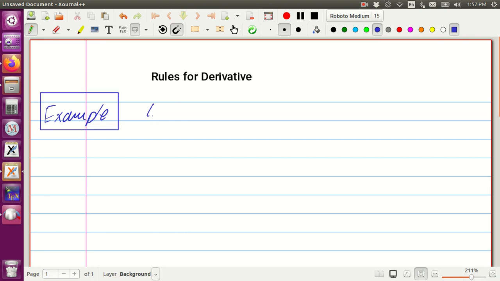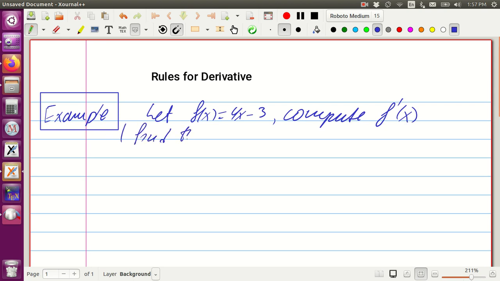So let f of x be equal to 4x minus 3, compute f prime of x. So in other words, we have to find the derivative of f of x. So let's do this out. The definition of the derivative says the following.